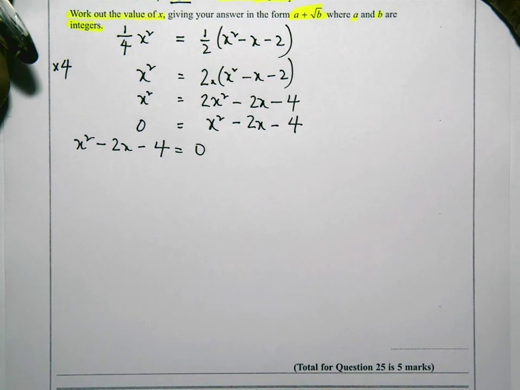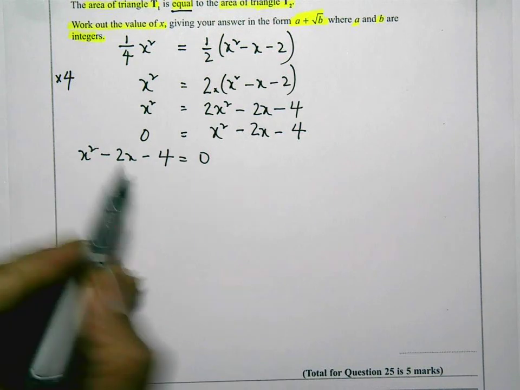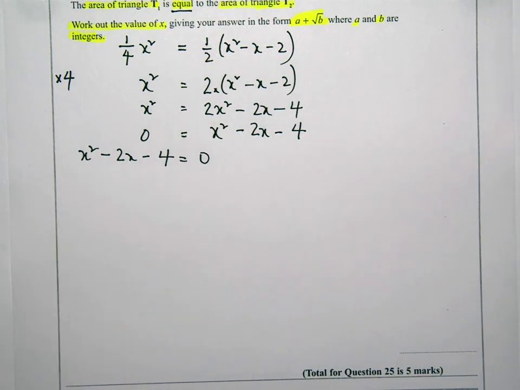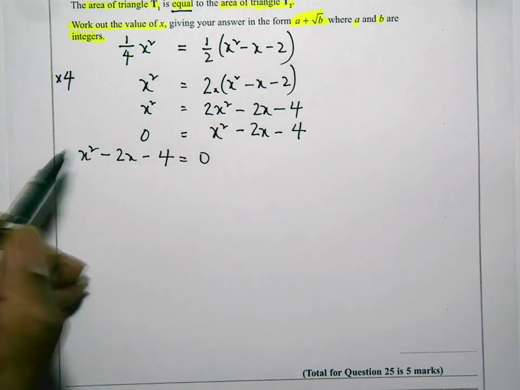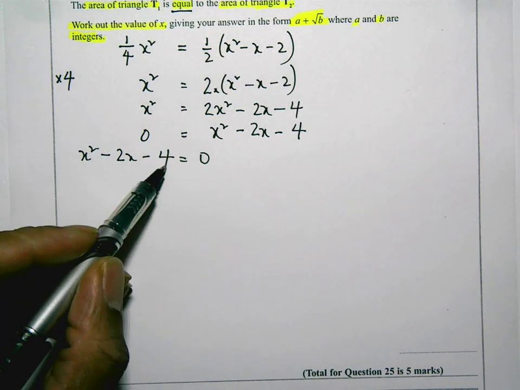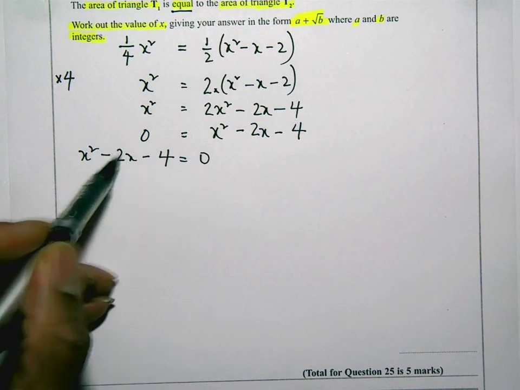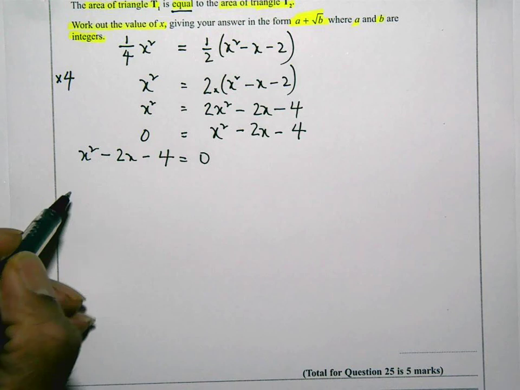Okay, so I need to solve this particular equation. If I look at it, I can't factorize it, or it doesn't factorize well, because to get 4 I need 1 and 4, or 2 and 2, and those can't combine to give me that minus 2 in the center. So I am going to have to end up using the quadratic formula.